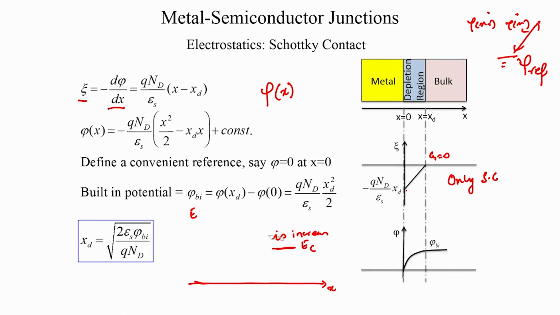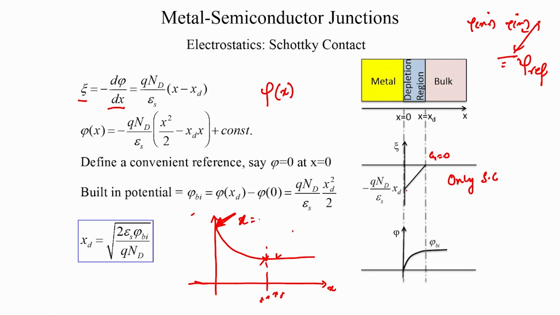For example, an equally valid reference is choosing the potential in the bulk as a reference. So, if this is the band bending, and say that is x equal to xd, we could say that that is the reference potential, phi equal to 0. No problem. As long as you apply the correct boundary conditions, it is absolutely no problem as to what you take as your reference potential. But for this analysis I have to choose one of these two, and I have chosen this as my choice of reference.